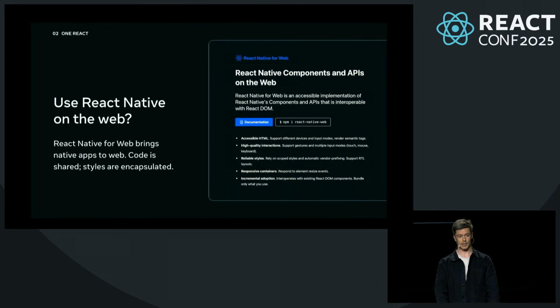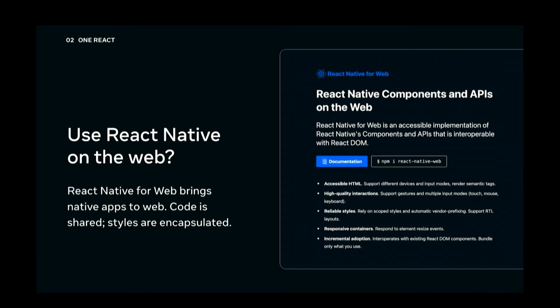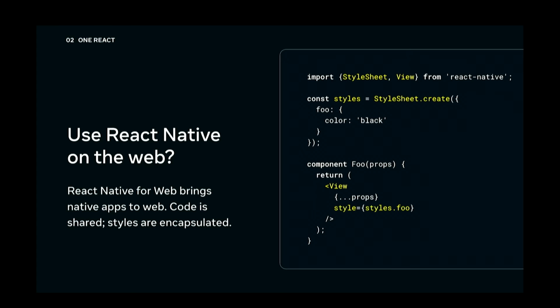React Native for web already exists. It's been around for nearly as long as React Native itself. It implements many of React Native's components and APIs for the web, and it's become part of Expo, the default React Native framework. But it wasn't the right fit for us. Three things made it impractical.